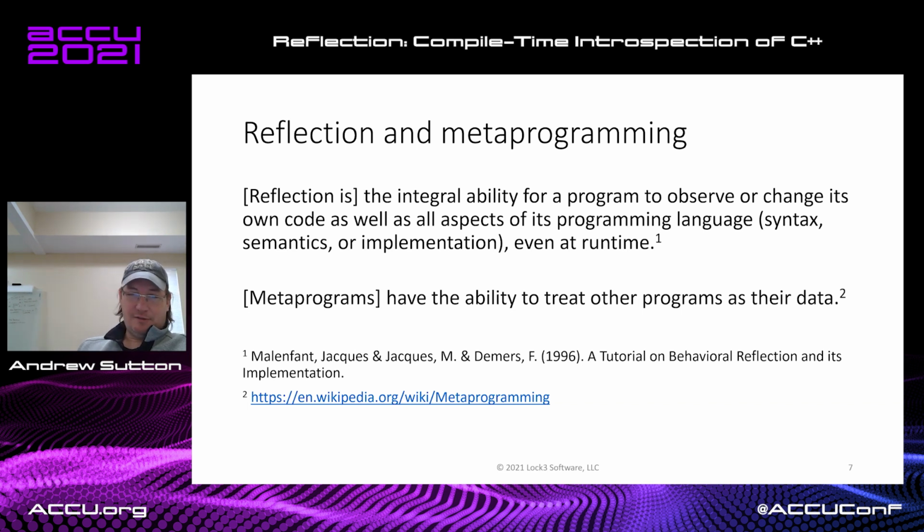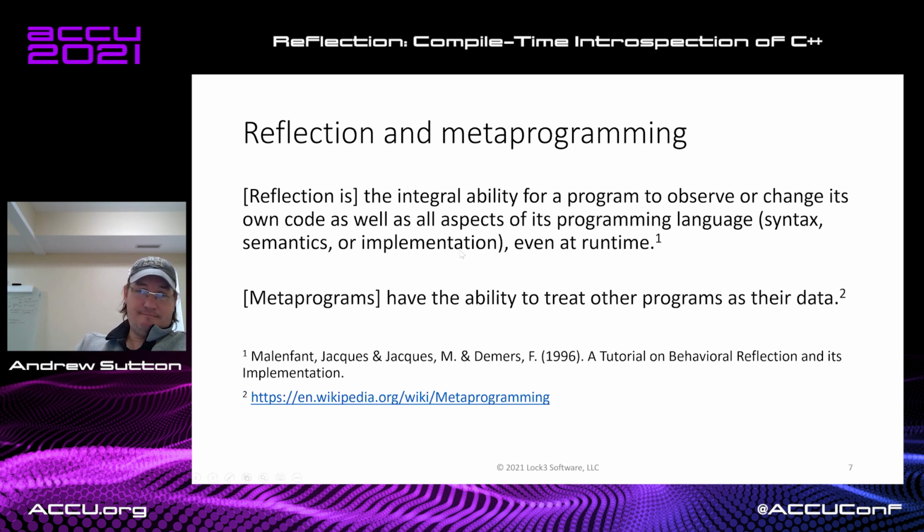All right. So the authors of this paper on behavioral reflection say that reflection is the integral ability for a program to observe or change its own code as well as all aspects of its programming language, including syntax, semantics, and implementation, even at runtime. And then, of course, Wikipedia says that, briefly, metaprograms have the ability to treat other programs as their data. So we're going to consider various parts of these definitions and narrow this down to figure out what it is we want to talk about for static reflection.